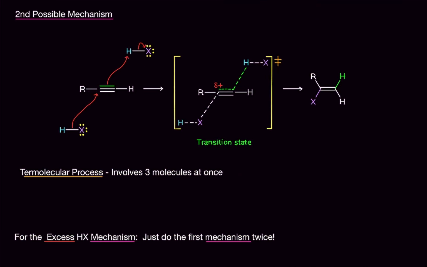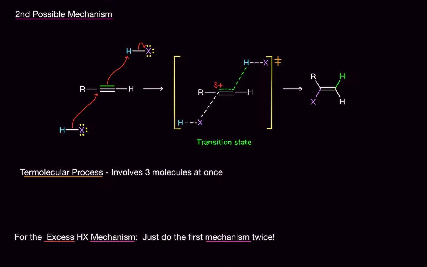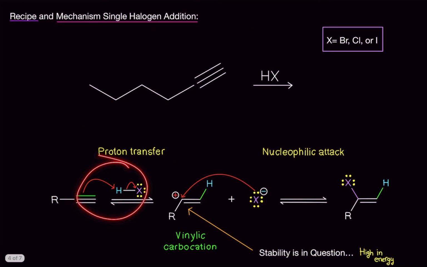We call this a termolecular process. In other words, a threesome. This is literally what's happening. 3 molecules are involved all at once. Let me explain. One equivalent is going to bond to this carbon right there. The pi bond is going to attack the hydrogen of the second equivalent. So it's going to do the exact same thing as basically this mechanism right here.